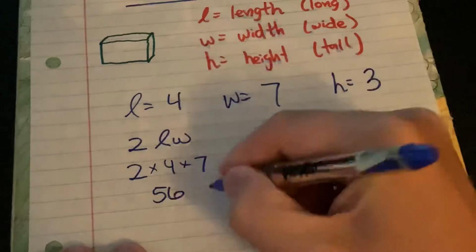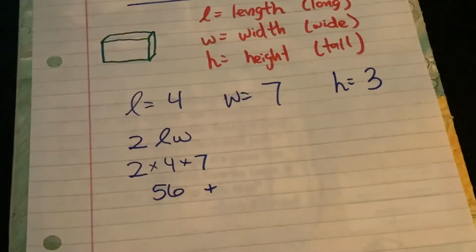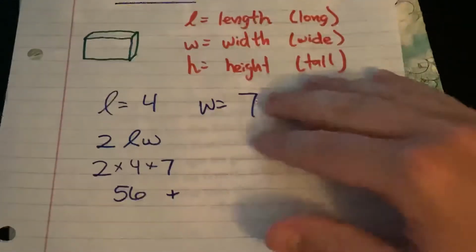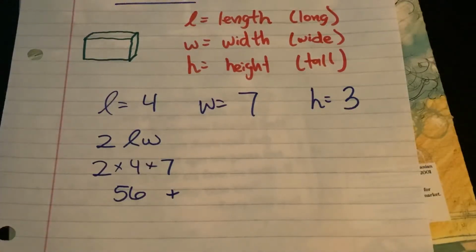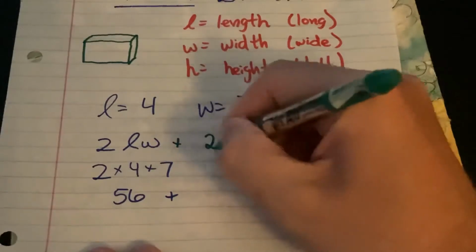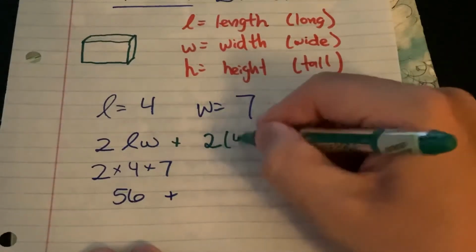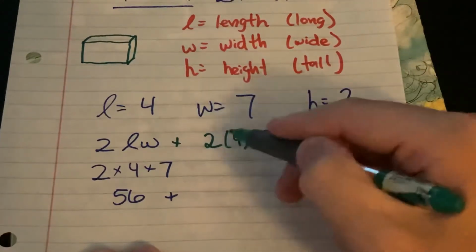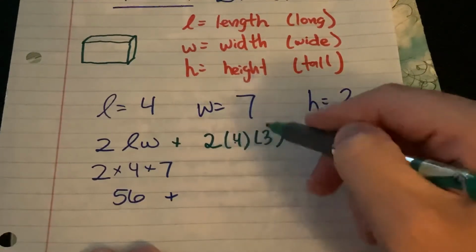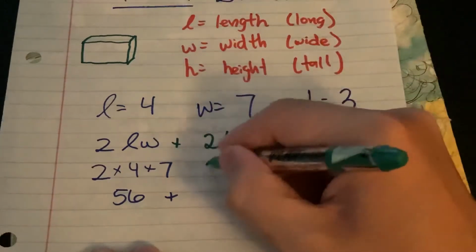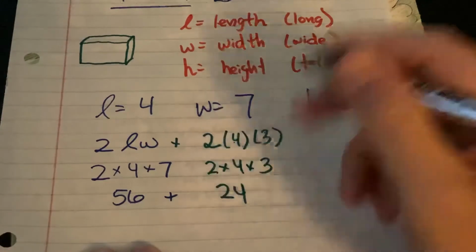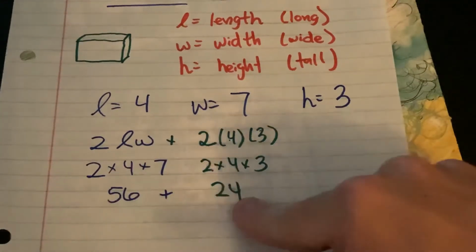Okay, so this section is done. Let's go to the next part of the formula. Now we've got to do 2 times L times H, okay? L is 4. H is 3. 2 times 4 is 8. 8 times 3 is 24. So now we're with 56 plus 24, and there's one more part of the formula.